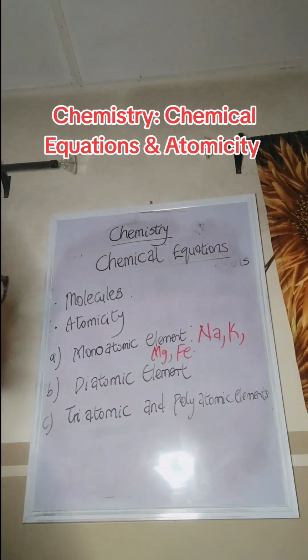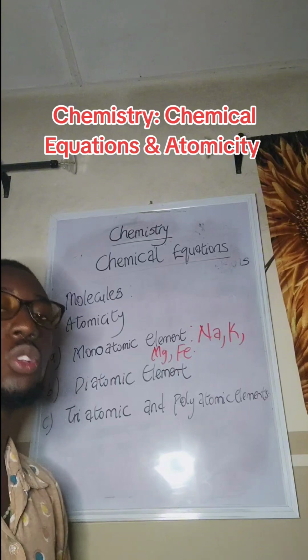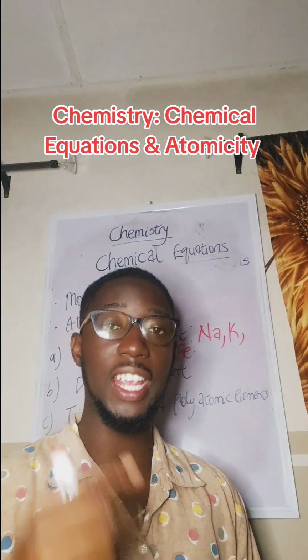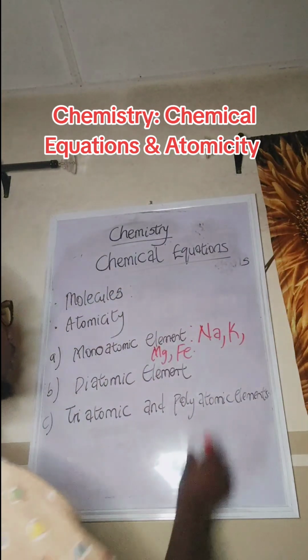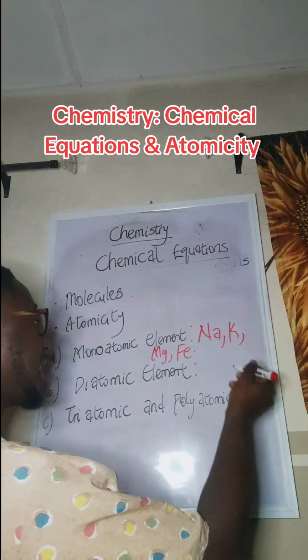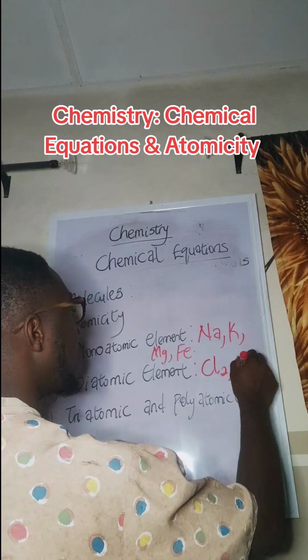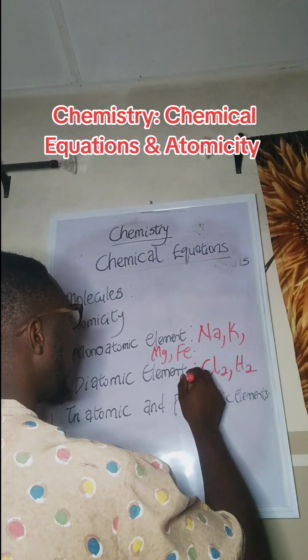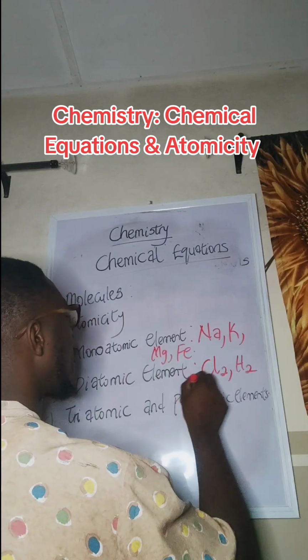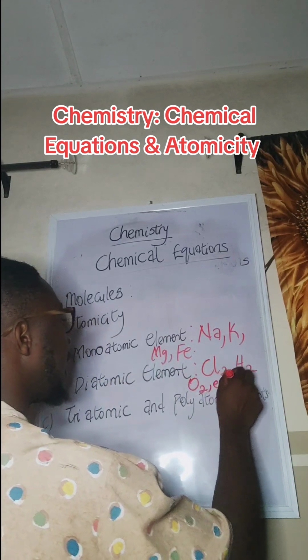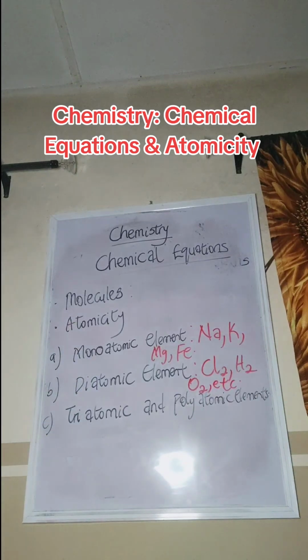Next we have diatomic elements. These contain two atoms in a molecule of their compounds. Mostly gases are here. Examples are chlorine gas, hydrogen gas, oxygen gas, etc. They contain two atoms of the same element in their molecule.